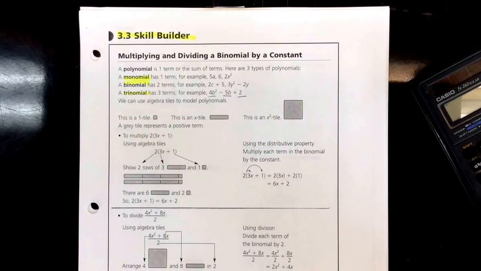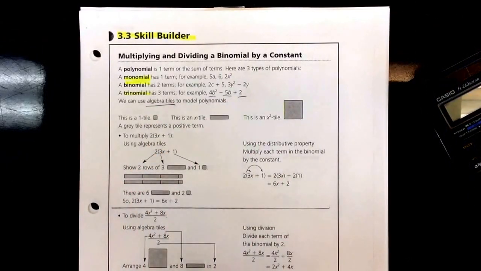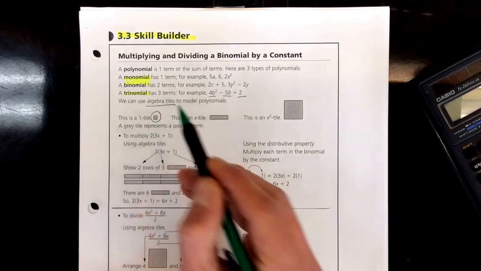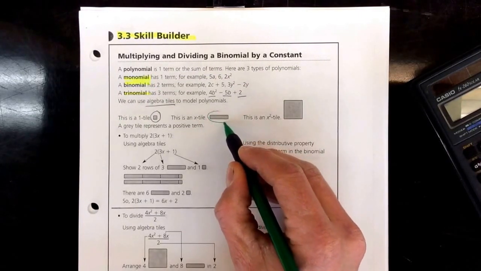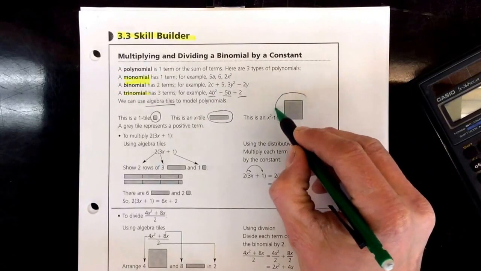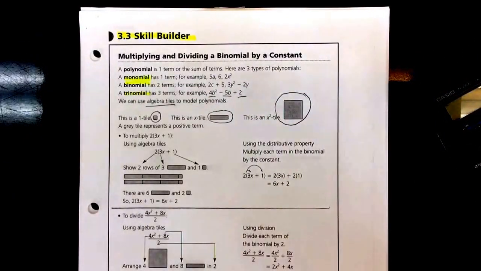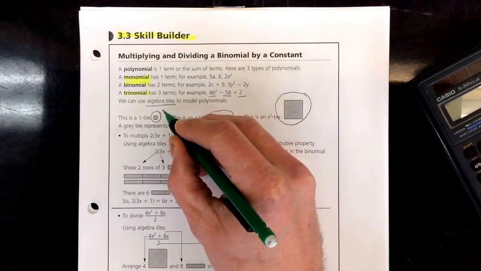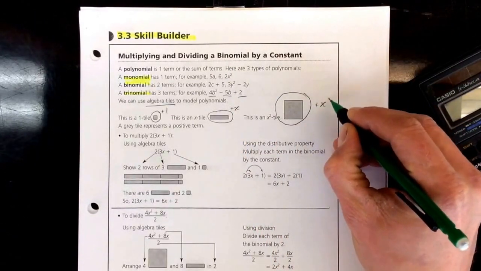That's a trinomial. Now, we can use algebra tiles, often called Alg-Tiles, to model polynomials. This tile represents the number 1. This tile represents x, or a variable, and this tile represents x squared, or any other variable squared. Since we are using gray tiles, we're just representing positive terms, like plus 1, plus x, or plus x squared.